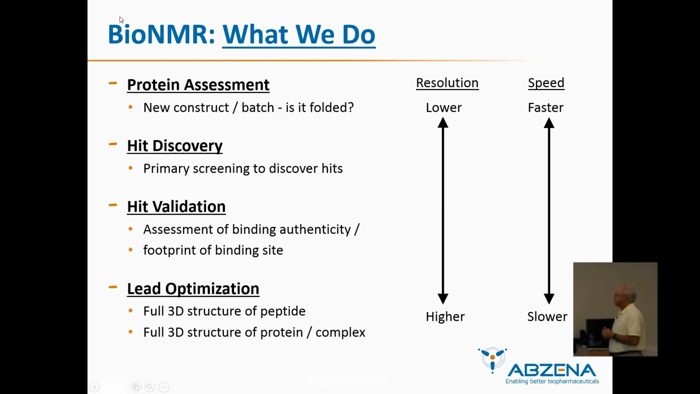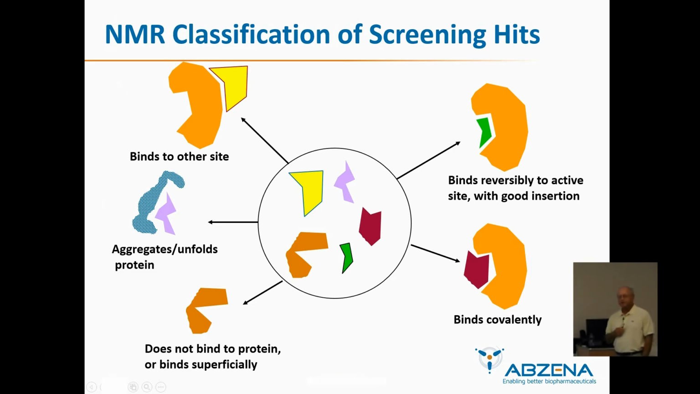So, as I was saying, NMR is good for classifying screening hits. I mean, what everybody wants is a ligand that binds to the active site, binds reversibly, and gives good perturbation, so it's reasonably well inserted into the body of the protein. NMR will tell you, with rinse-out experiments, you can ascertain whether your compound is binding covalently or not. That may be a good thing or not, depending on your program.